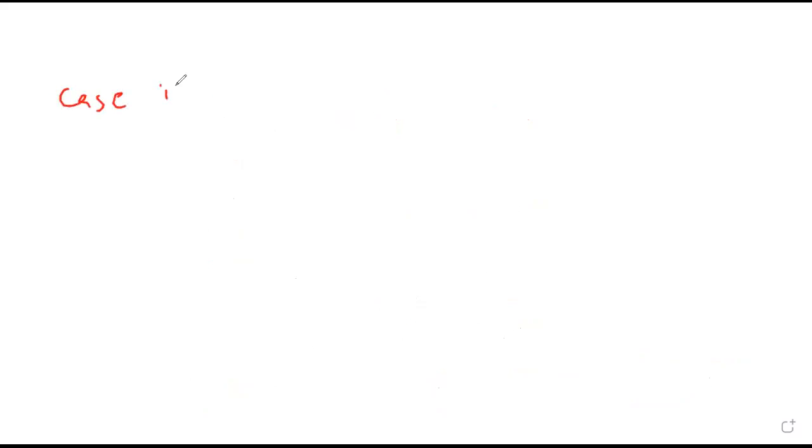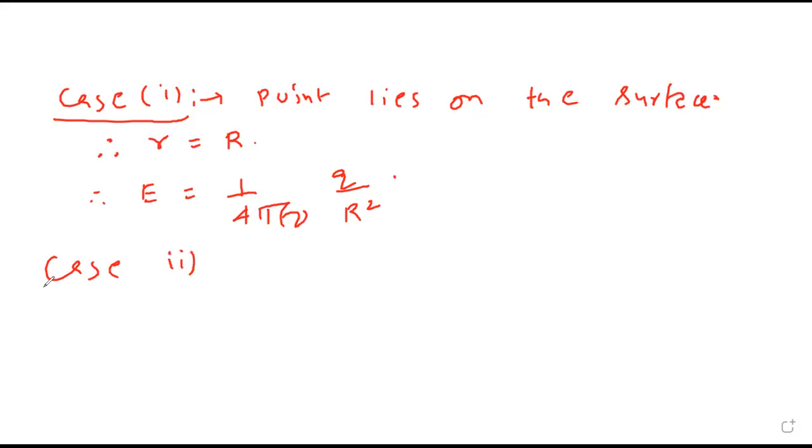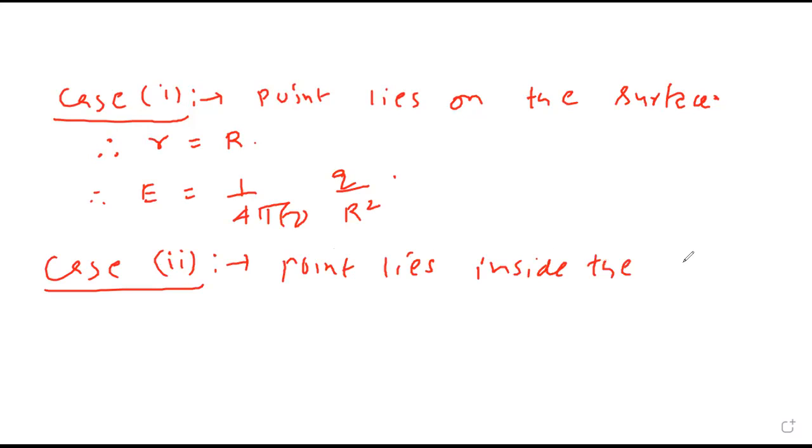Case 1. Point lies on the surface. If the point is on the surface, then distance becomes radius, correct? E will become 1 upon 4 pi epsilon naught, q by R square. Case 2. Point lies inside the sphere. That means r is less than R.